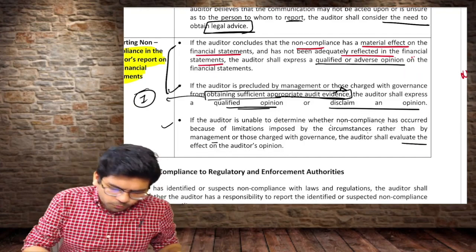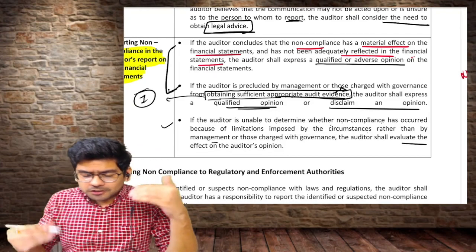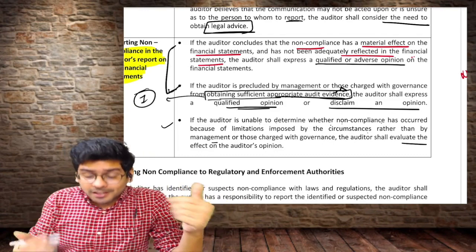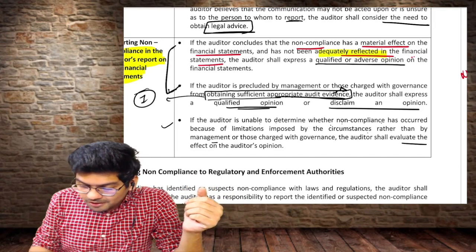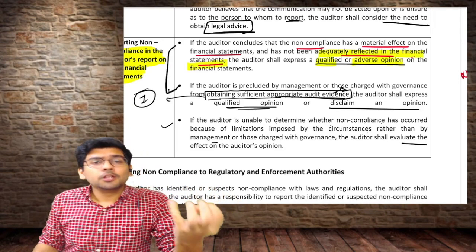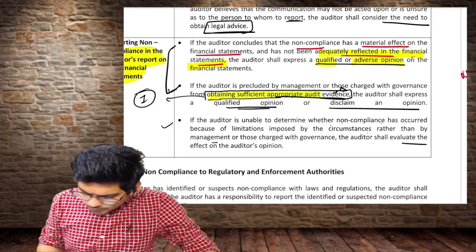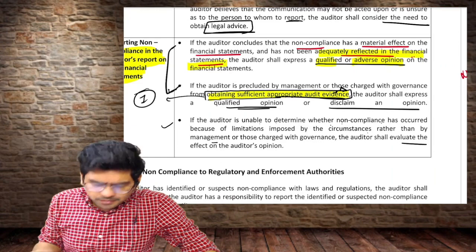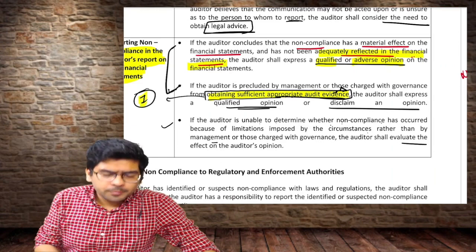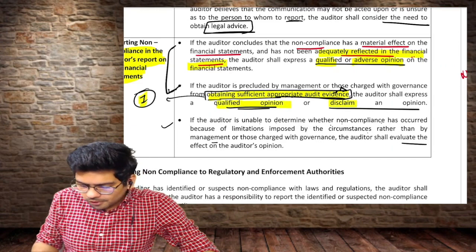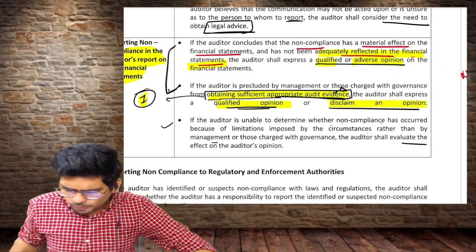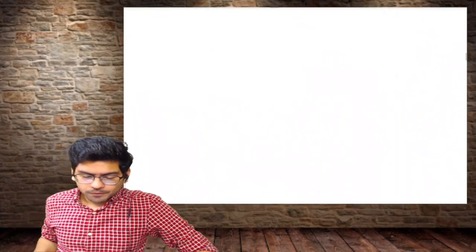Okay. You just covered these 2 points. So please understand, if it has a material effect on the financial statements and it has not been adequately reflected in the financial statements, either qualify or give an adverse opinion. If you are not able to obtain sufficient and appropriate audit evidence regarding, obviously, which category of law will it be? Category 1. So you are going to give a qualified opinion or disclaim an opinion. Okay, not very important, but just for your reading you need to know.